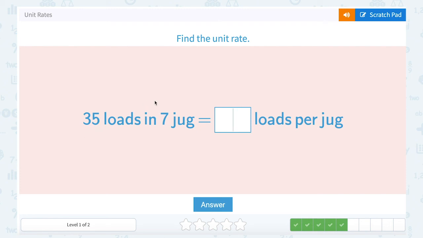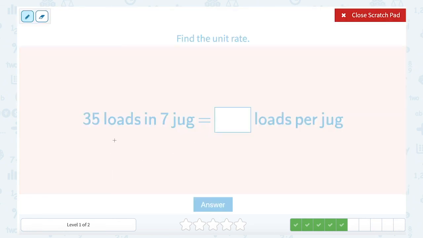If we have 35 loads in 7 jugs, how many loads per jug? Well, again, we're going to set this up as a division problem. We're going to divide the number of loads by the number of jugs. So 35 divided by 7, that's going to leave me with 5. So we know we have 5 loads per jug.